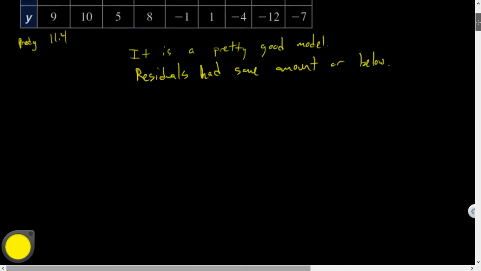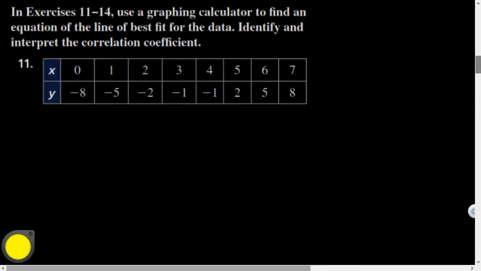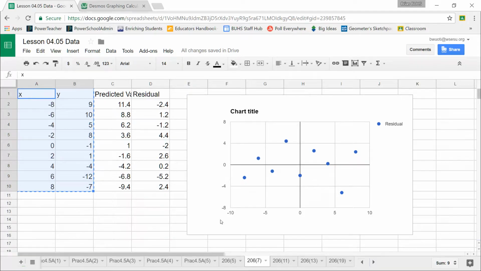There's more interesting problems here. We'll come back. Don't you fret. Use a graphing calculator. You guys didn't have graphing calculators, but you could have used Desmos, or Google Sheets. You also could have used Excel if for some reason you had a copy of Excel laying around. Find the equation of the best fit line. This is number 11.